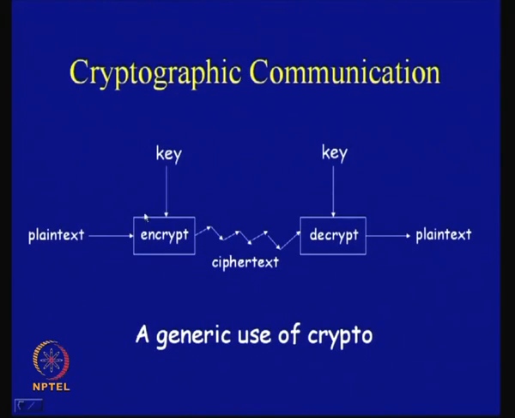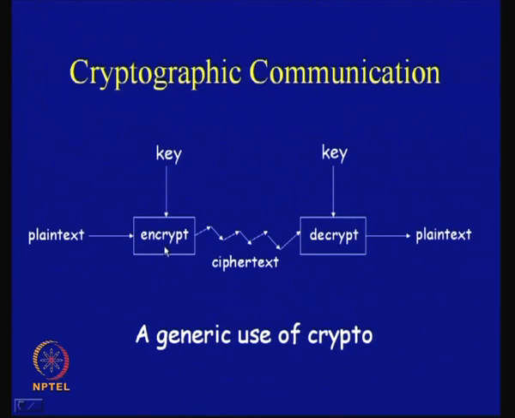So this is the broad picture of how you are communicating. You have a plain text, there is an encryption algorithm, there is a key, you generate the cipher text. Then you receive this piece of information, you decrypt that using the key and you obtain back the plain text. These algorithms, that is encryption algorithms and decryption algorithms, can be either symmetric key. If they are symmetric key, then the encryption key and the decryption key are the same.